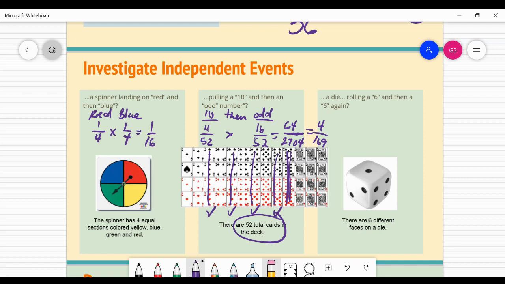Last example here. A different color. Rolling a die, rolling a 6, and then rolling a 6 again. So probability of rolling a 6, then the probability of rolling another 6. So that's 1 out of 6 times 1 out of 6, which is 1 out of 36.